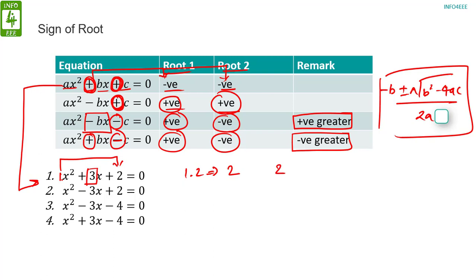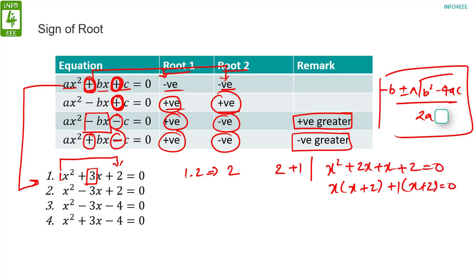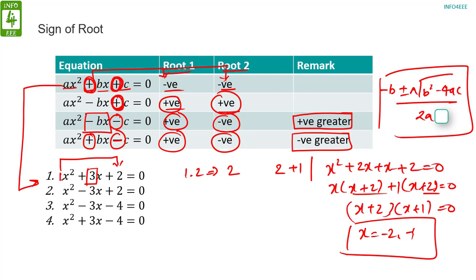So we can do 2 plus 1. If I break this 3 like 2 plus 1, what I get here is x square plus 2x plus x plus 2 equal to 0. If I take x common, it is x plus 2. If I take 1 common here, it is x plus 2 equal to 0. If I take x plus 2 common, we get x plus 1 equal to 0. So the values will be minus 2 and minus 1. So if c is positive, the answers will be opposite of this sign. So both answers are negative here.